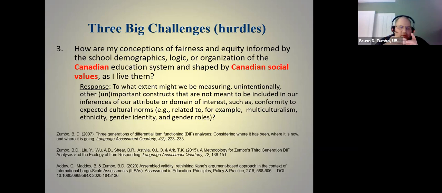So here is, to what extent might we be measuring unintentionally other unimportant constructs that are not meant to be included in our inferences of our attribute or domain of interest, such as conformity to expected cultural norms, for example, related to multiculturalism, ethnicity, gender identity, and gender roles. We'll see a series of citations where we try and unpack some of these ideas. And what this begins to acknowledge is that situated ecological notion of a psychometric theory, a methodology for thinking about equity and fairness.